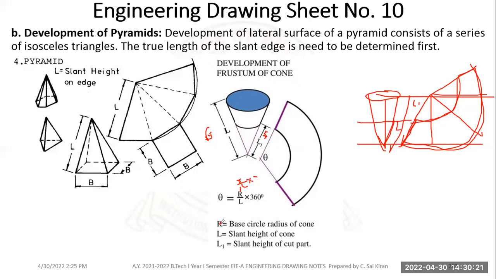You can write it as small r. Small r is equal to the base radius of the cone. So this is my r, the radius of the circle, and this is my total slant height, and this is my cut portion. Whatever I'm cutting, this portion is removed.